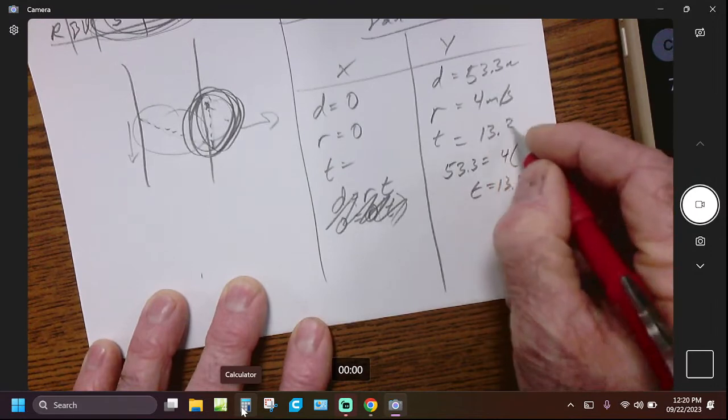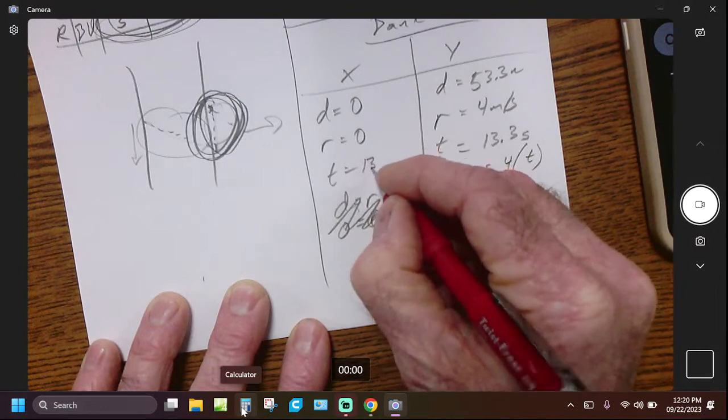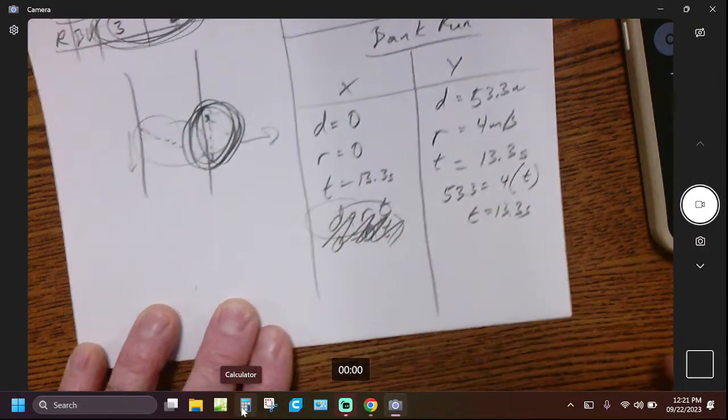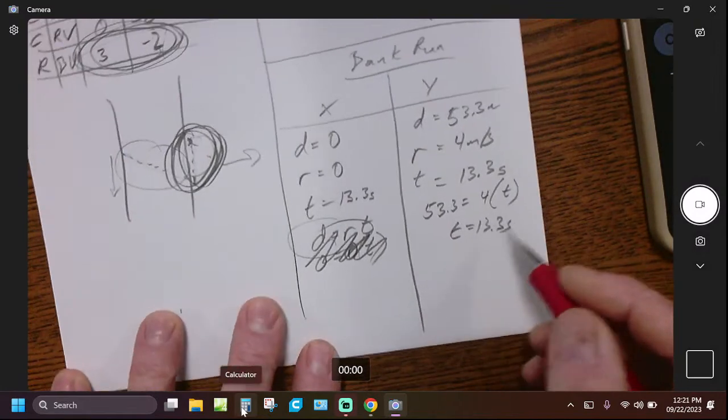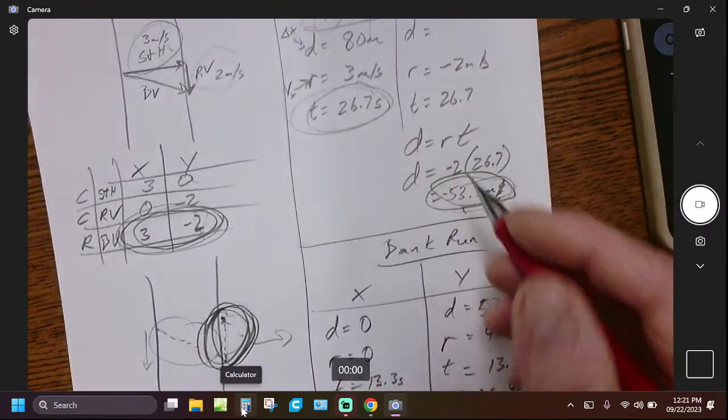So just to dot my i's and cross my t's, this is also 13.3 seconds, which still works in that formula there. All right, so the total time is 13.3 seconds plus 26.7, which gives you 40.